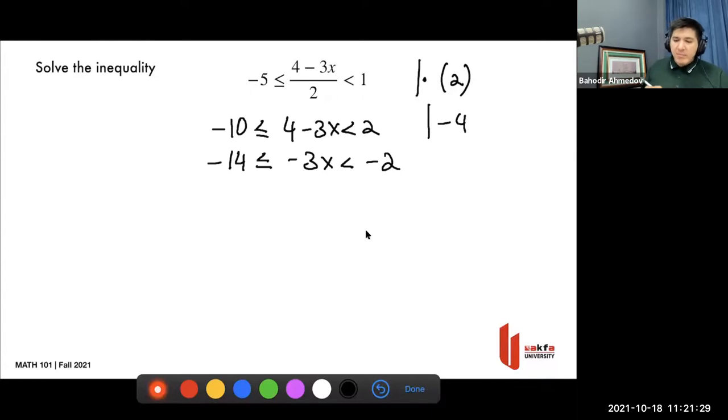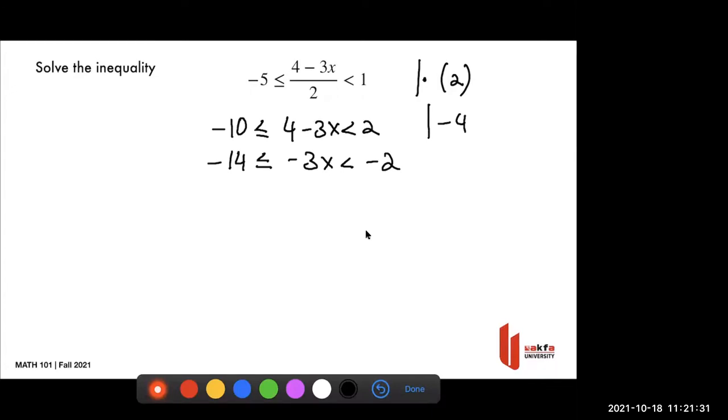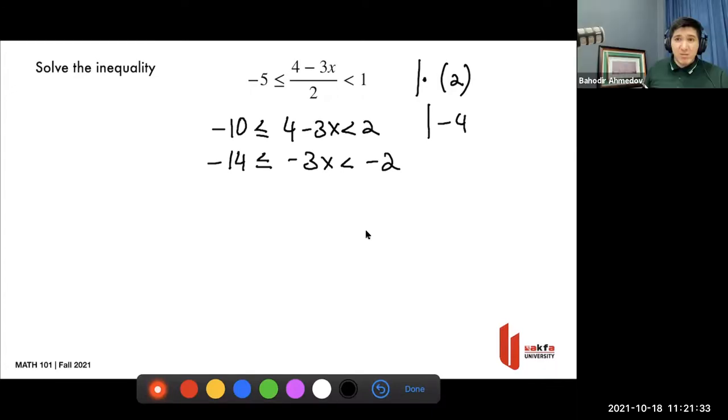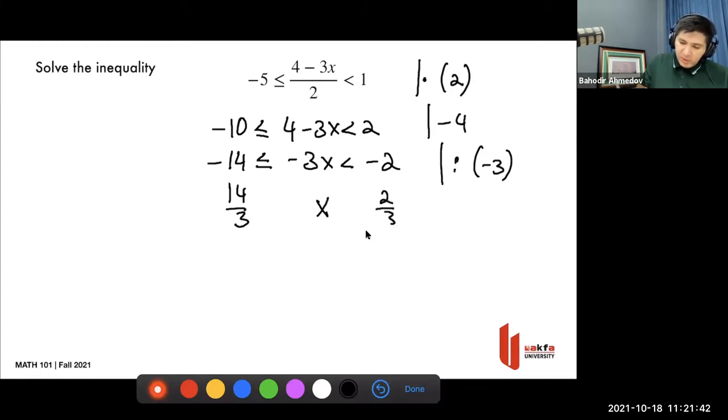Right? Now I'm just going to divide everything by minus 3 in order to get rid of this minus 3 in front of the x. If I divide everything by minus 3, it becomes 14 over 3 and 2 over 3. The reason why I didn't put the inequality signs is that since I'm dividing by a negative number, the signs are going to change reversely. The less or equal sign becomes greater or equal.